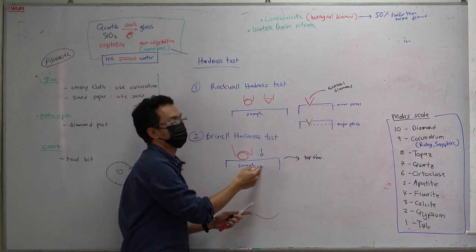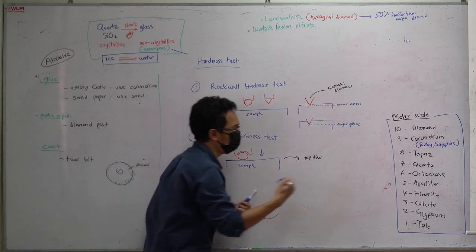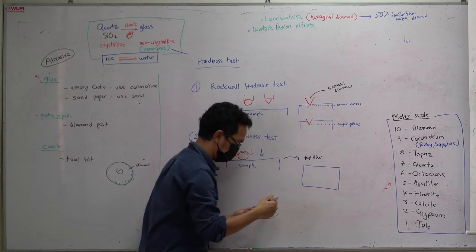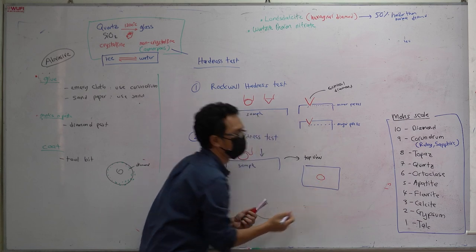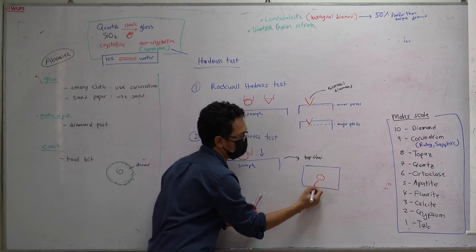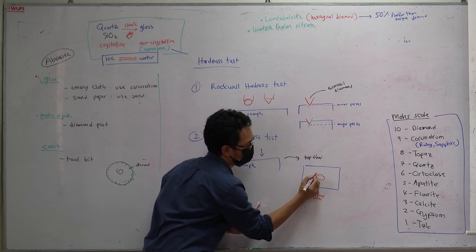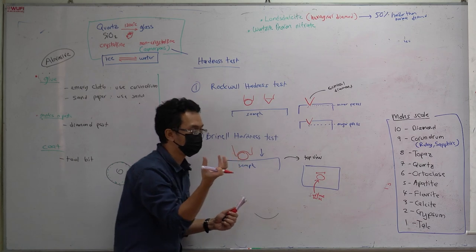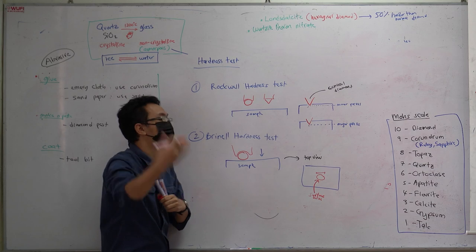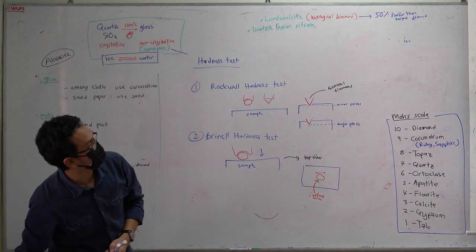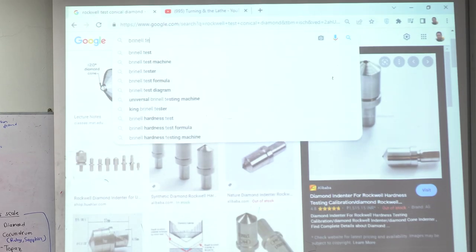If the sample is less hard than this, normally they use a ball, a very hard steel ball. So under the top view, you will see a dent like that. By measuring the surface area of this dent, or calculating the diameter of this dent, they can convert it into the scale, into numbers. So this is a Brinell test.